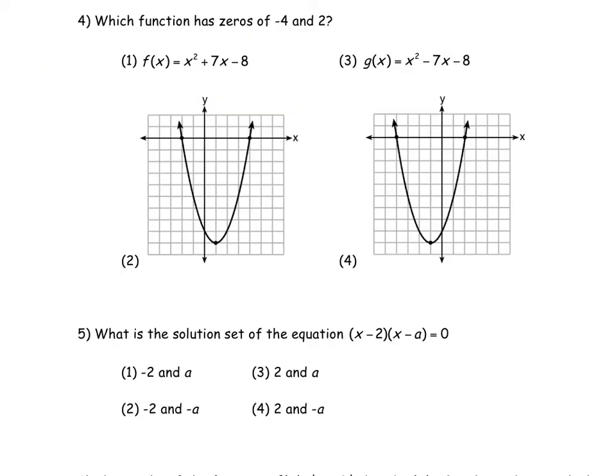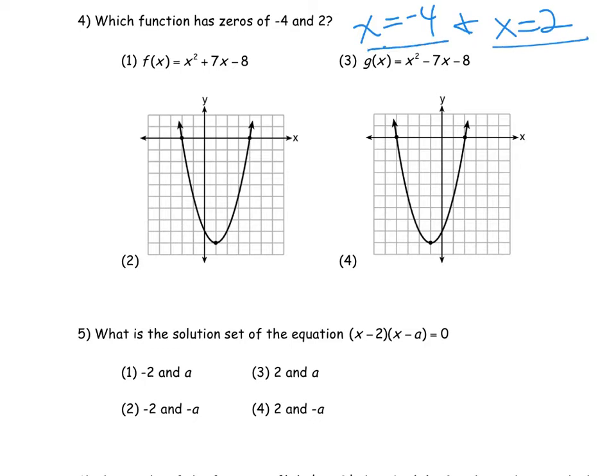Alright, we will quickly take a look at questions 4 and 5. I have which function has zeros of negative 4 and 2. So again, you are looking for where does this cross on the x-axis when x equals negative 4 and when x equals 2. Guys, this is a pure calculator question. You should be graphing all of these. You should be graphing 1 and 3, checking out and seeing. When you graph it, do you have a 0 when x is negative 4? And do you have a 0 when x is 2?